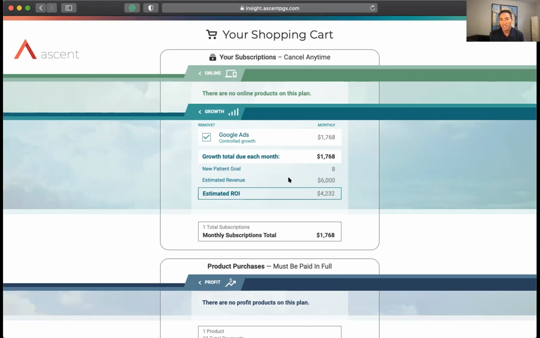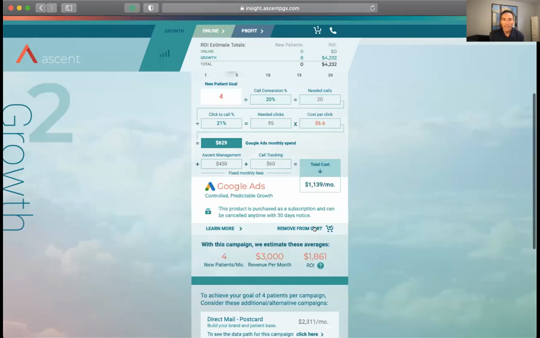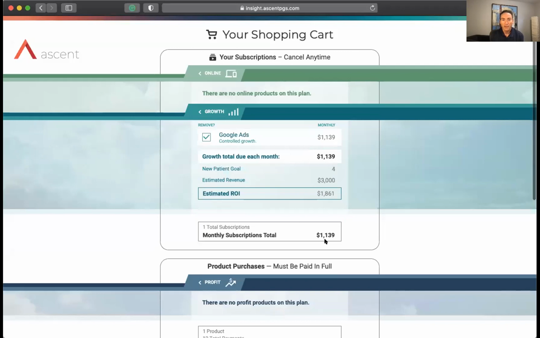And we're predicting this practice would get about 8 patients. Let's see what happens. Give us 2 to 3 months to run these campaigns and see if we can hit those new patient goals. In fact, if you're a little nervous about it, set your patient goal low, so your budgets are a little lower. Add that. So let's add that much to the cart. And now it's a lower subscription price.